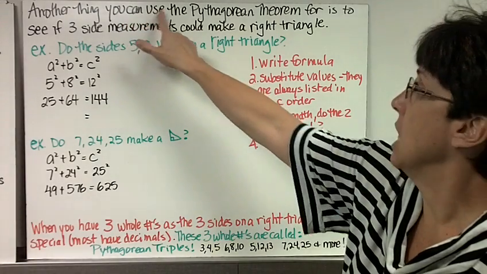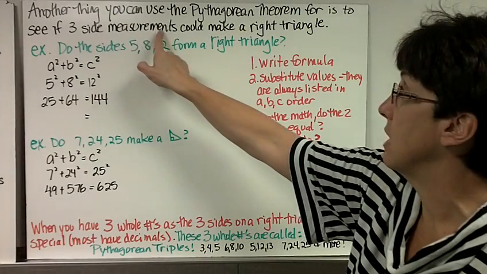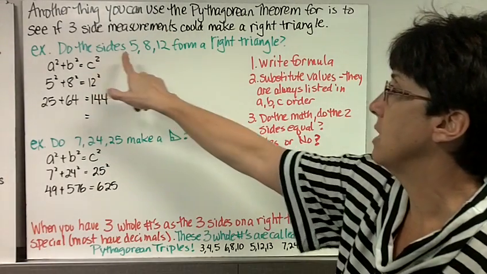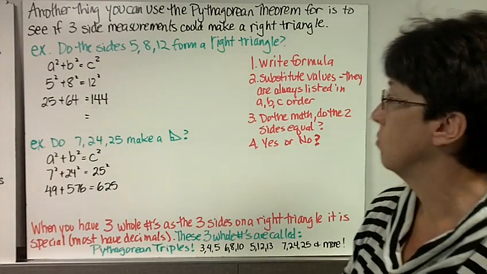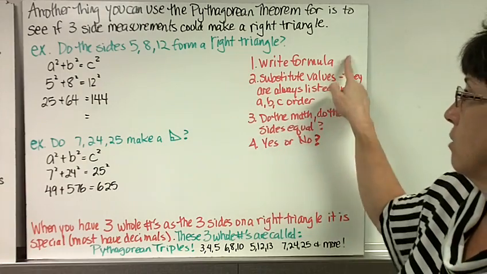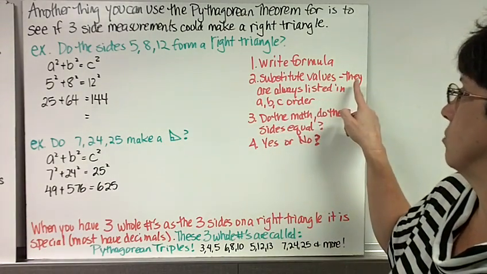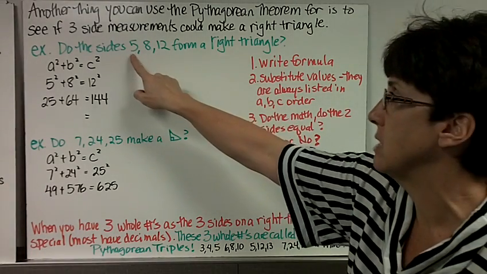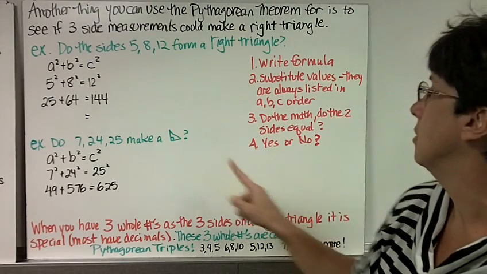So another thing you can use the Pythagorean Theorem for is to see if 3 side measurements could make a right triangle. For example, I could say, do the sides 5, 8, and 12 form a right triangle? Well, this is what you do. Write the formula. You always have to write the formula. Substitute in the values. And they are always listed in the A, B, C order. So this is A, B, C.